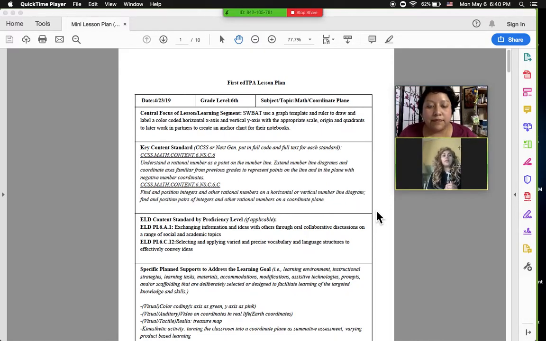So today we are sharing our mini lesson plan, and we are doing it with 6th graders. Our specific subject is math, and our topic is the coordinate plane. The central focus of the lesson and the learning segment is that students will be able to use a graph template and ruler to draw and label a color-coded horizontal x-axis and vertical y-axis with the appropriate scale, origin, and quadrants, to later work in partners to create an anchor chart for their notebooks.